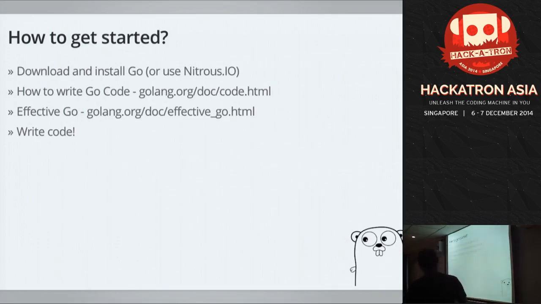So if you want to get started, how do you get started? You just download and install Go on your machine, or else, as I said earlier, you can use Nitrous.io, because we provide a Go box. If you sign up for Nitrous and select your stack, you can select Go and start coding in your browser itself. Once you have your environment set up, I'm not going to go through setting up all this stuff, because it's quite boring. You can do it on your own.